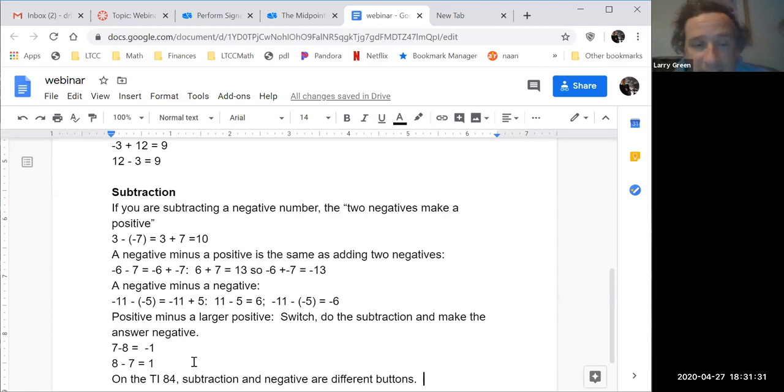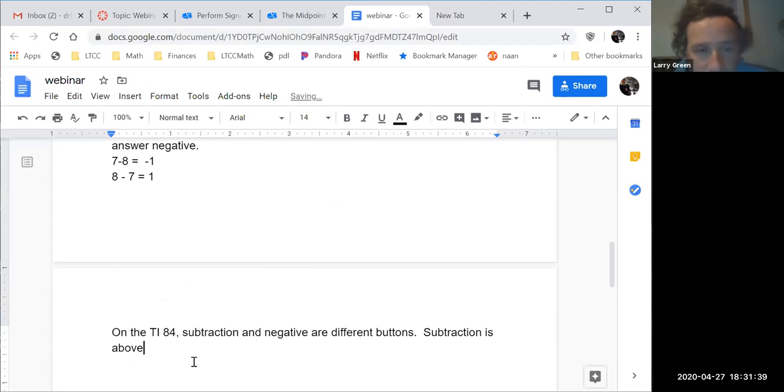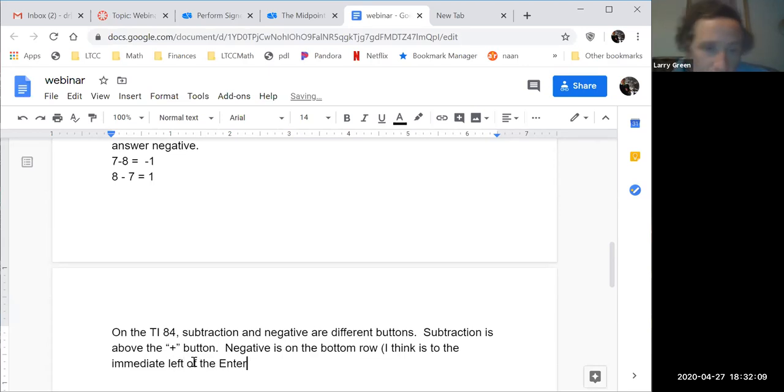So let me let you know that subtraction is above the plus sign, the plus button. And negative is on the bottom row, and I think it is immediately to the left of the enter, equal.